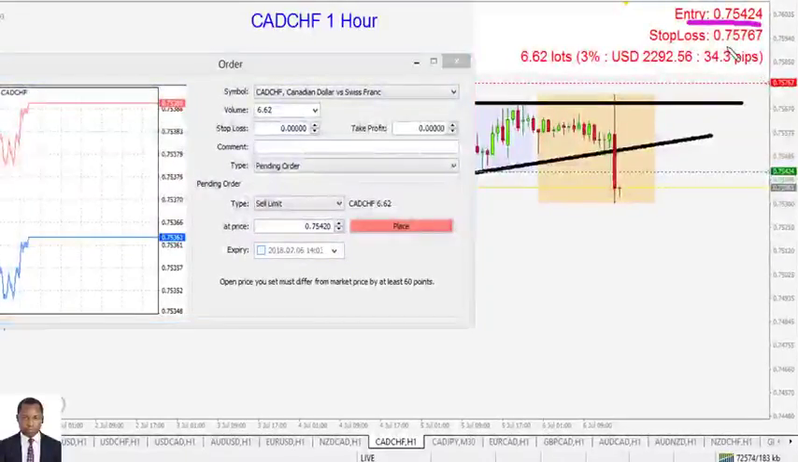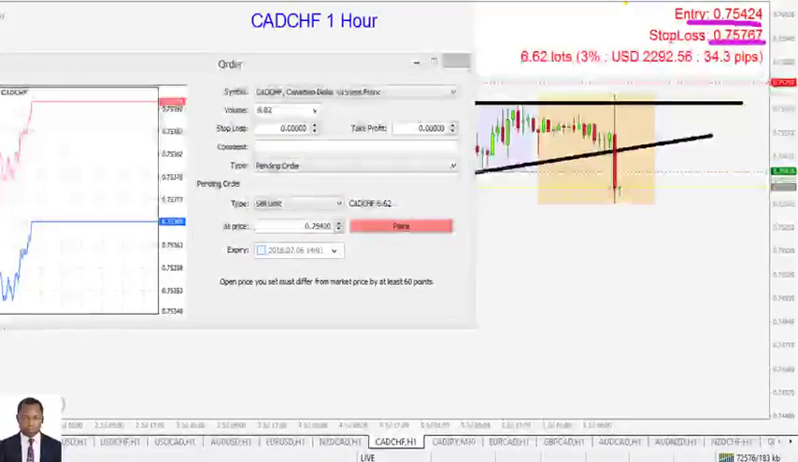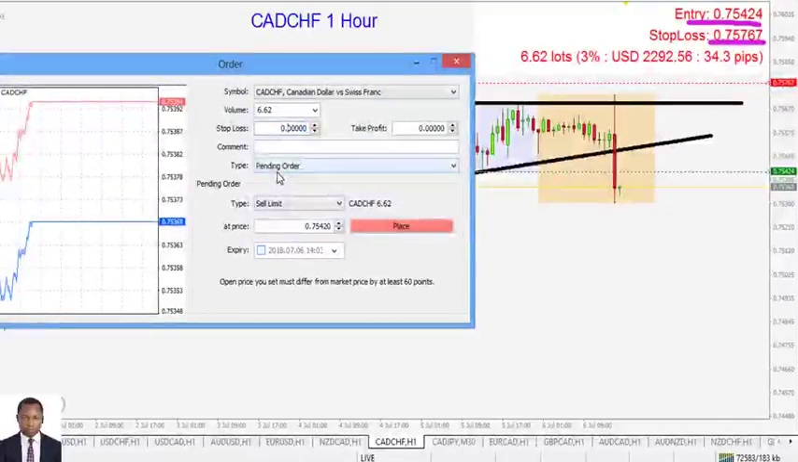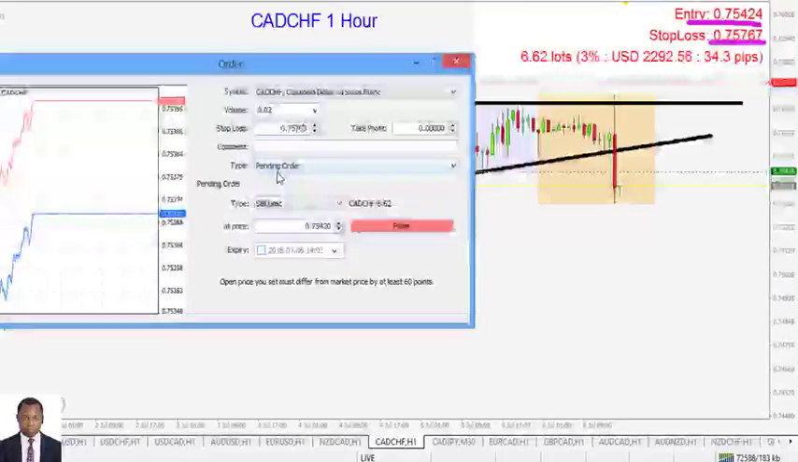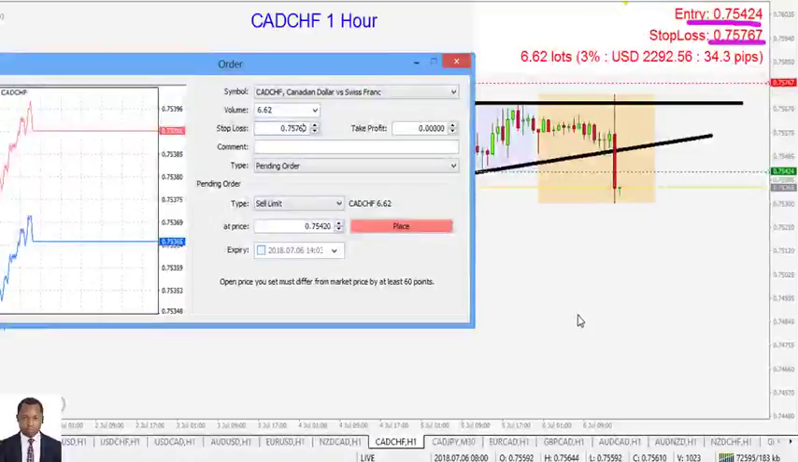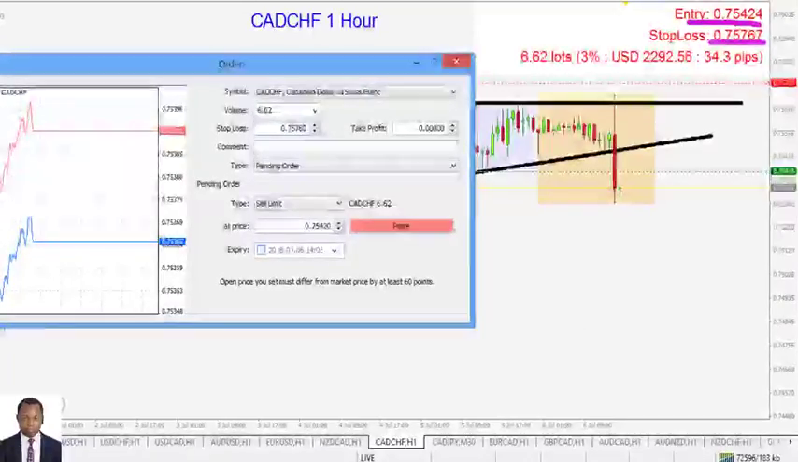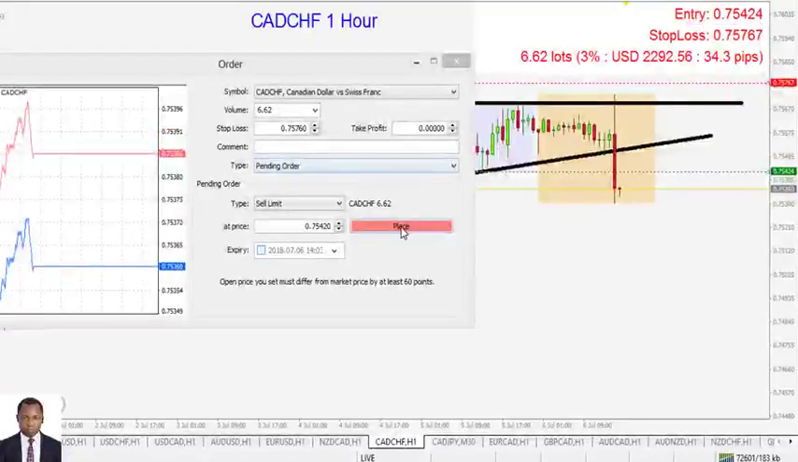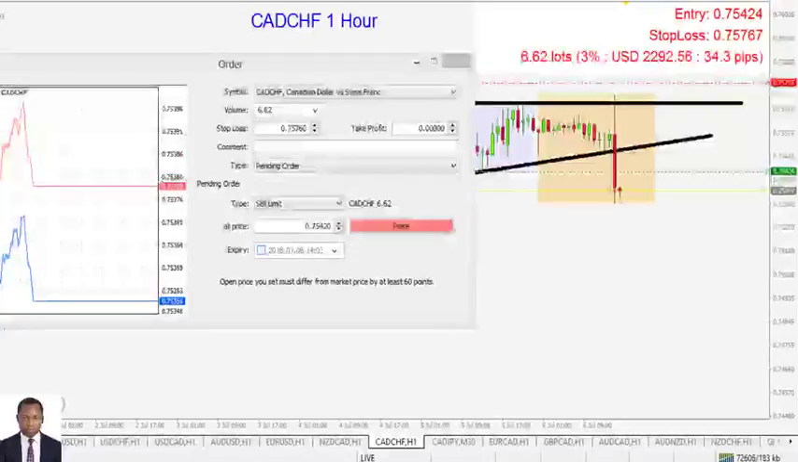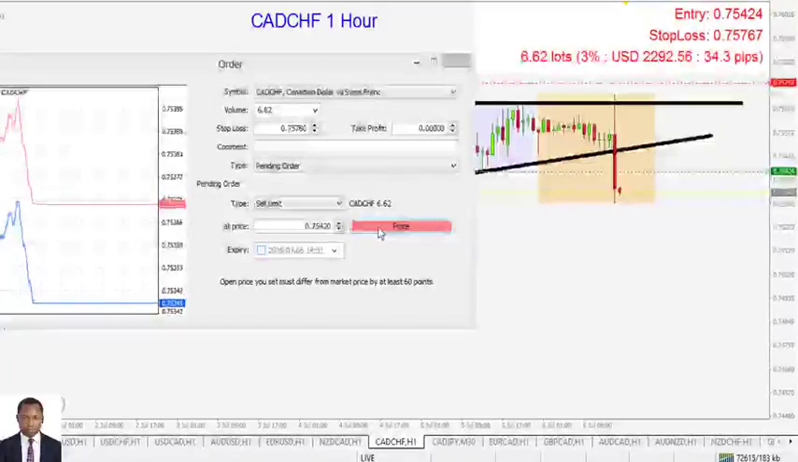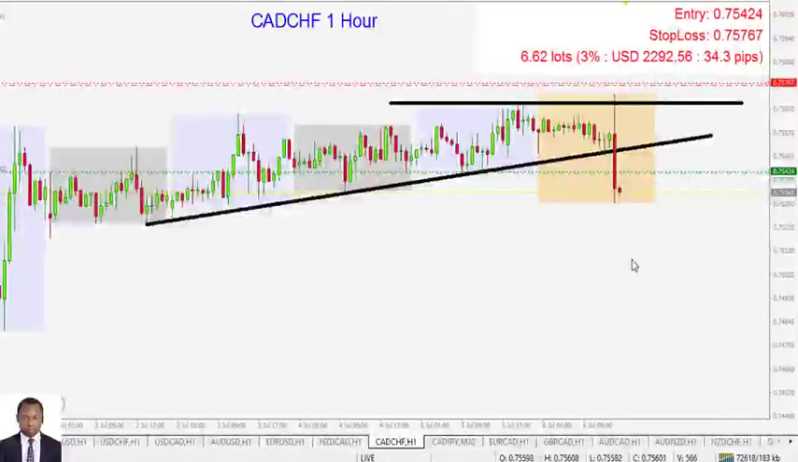Stop loss 0.7576. Okay, all right, so that's it. My job is done here. I will be managing the trade once it is triggered. For now, I will just place the order, clicking on place right here, and that order will be placed. It's a pending order. Give me a second here. All right, it's time to place the order. I'm hitting the place button. So that order is placed right now.